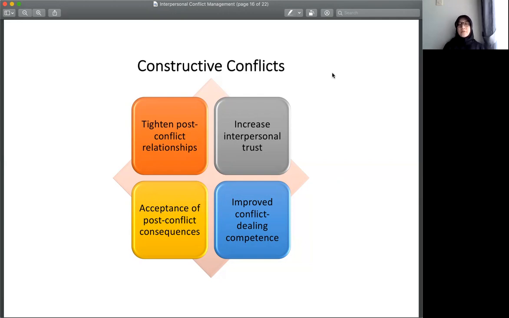Conflict could also increase interpersonal trust. And conflict will lead you to accepting the consequences and moving on and become more mature, a better version of you. And conflict could also enrich or improve our conflict dealing competence. For example, if we are having an argument, we could argue with a regular tone without lashing out our anger towards another.